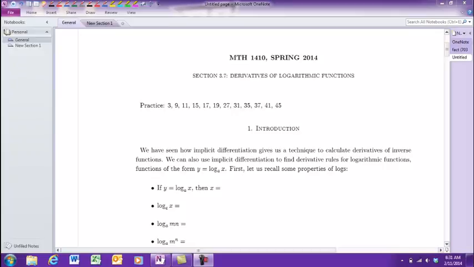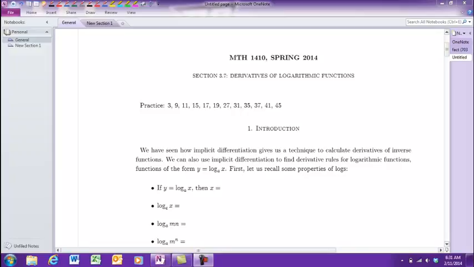Section 3.7, Derivatives of Logarithmic Functions. So we've seen how implicit differentiation gives us a technique to calculate derivatives of inverse functions. The inverse function of e to the x is natural log of x, so it makes sense to use implicit differentiation to find derivative rules for logarithmic functions.